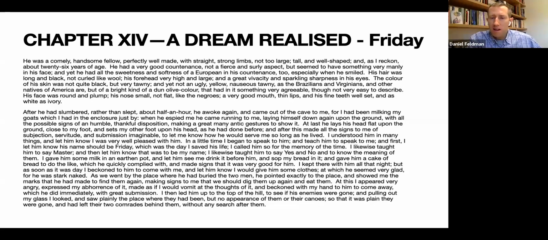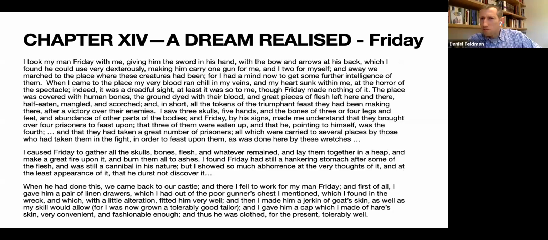What also makes this man so servile and so repugnant, this next page, when they go back to the place of the battle from the day before, I saw, at the end of that longer paragraph on top, 3 skulls, 5 hands, and the bone of 3 or 4 legs and feet, an abundance of other parts of the bodies. Friday, by his signs, made me understand that they brought over 4 prisoners to feast upon, that 3 of them were eaten up, and that he, pointing to himself, was the 4th. They are food to each other.